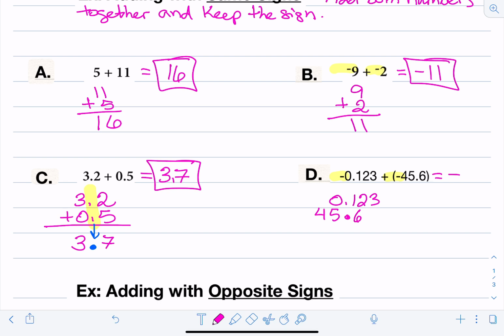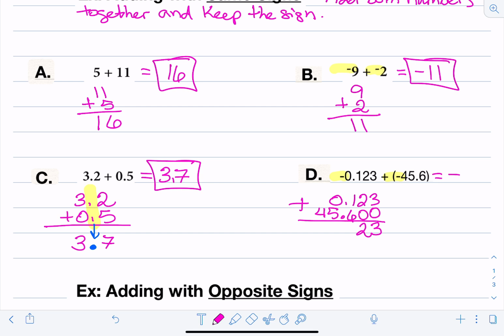Now 45.6, oops, I wrote that a little off. Let me go ahead and rewrite that. It doesn't have the hundredths place or the thousandths place, like 0.123. There's no number where the 2 and the 3 are, so you just add in your zeros. So it's going to be 45.600.